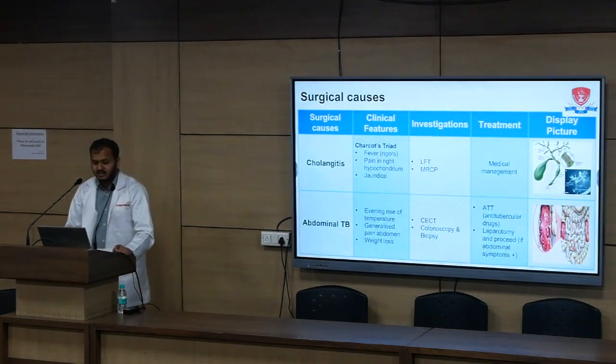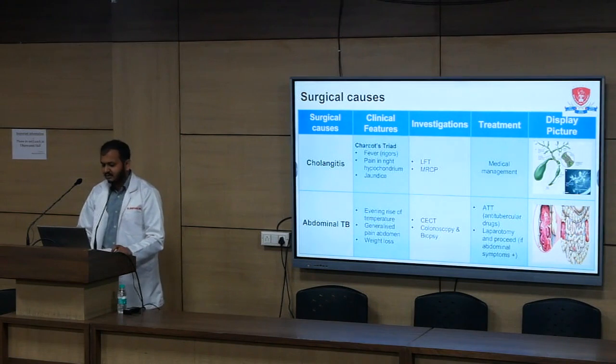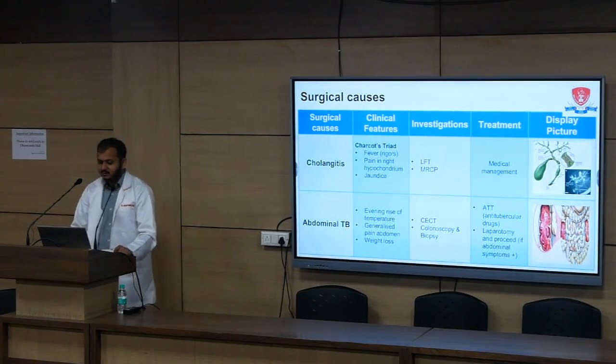The next cause is cholangitis, where the patient presents with Charcot's triad, that is intermittent fever, intermittent pain in the right hypochondrium and intermittent jaundice. The investigations of choice will be LFT and magnetic resonance cholangiopancreatography. The treatment of choice can be medical management of the patient.